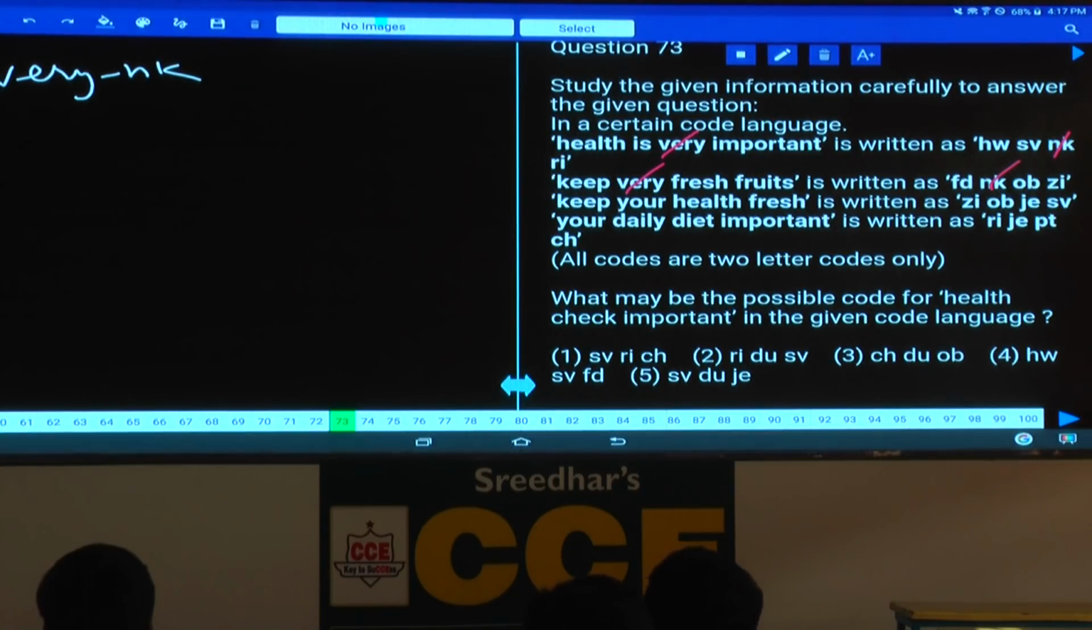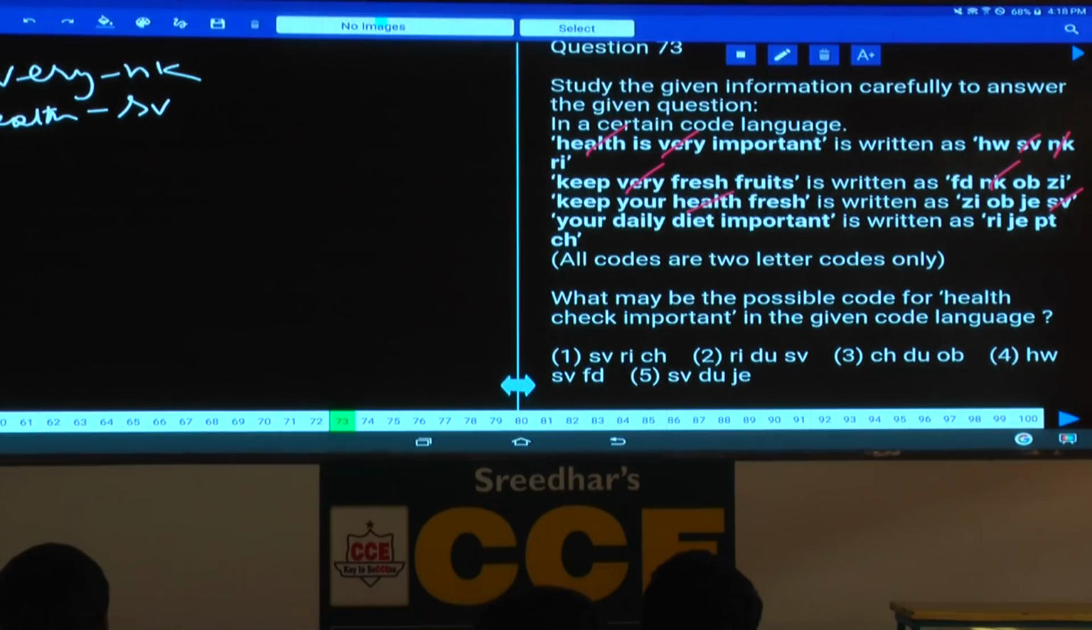Then if you compare the first one and the third one, "health" is important. Here "health" is the word which is common between these two. As "health" is common, what is the code common between these two? H, W, S, V, R, I. Which is common here? H, S, V is the element which is common. And the code to the word "health" is SV.